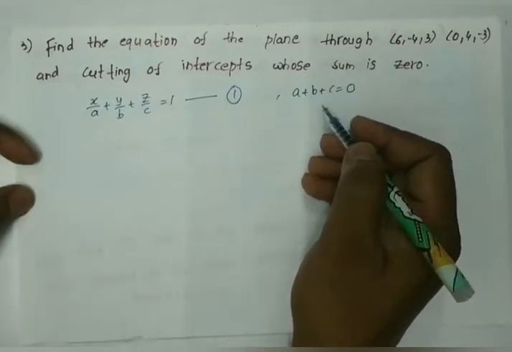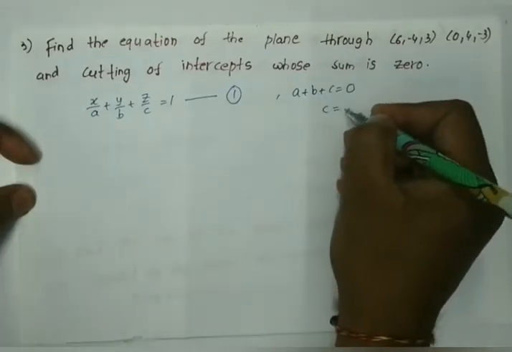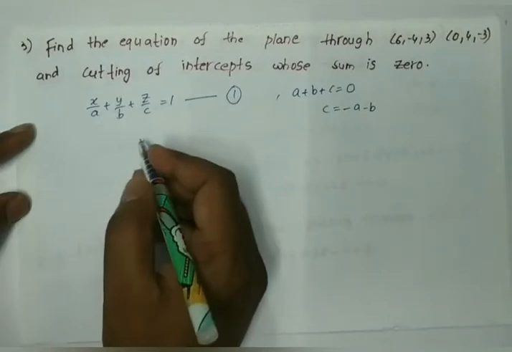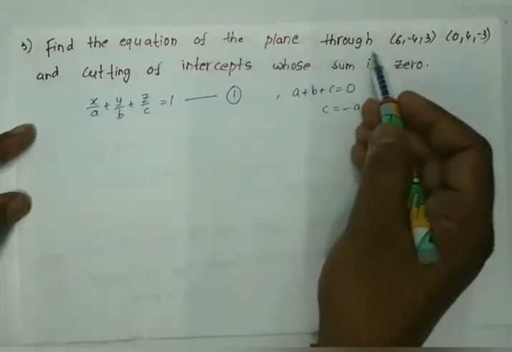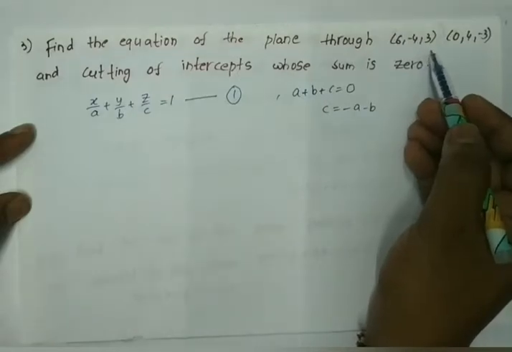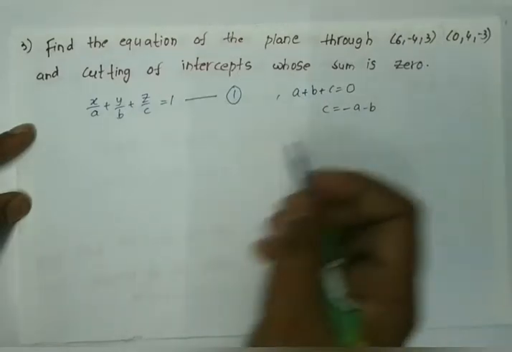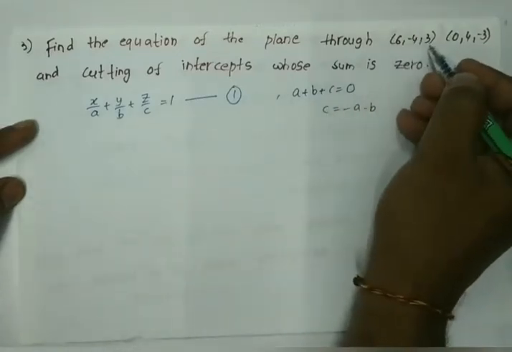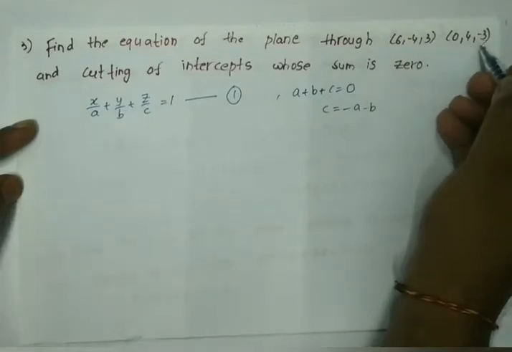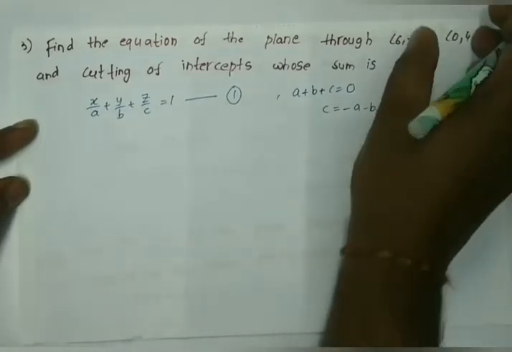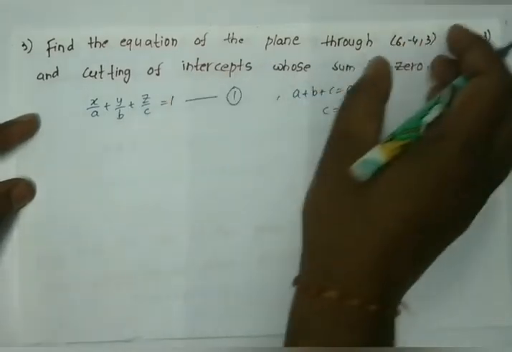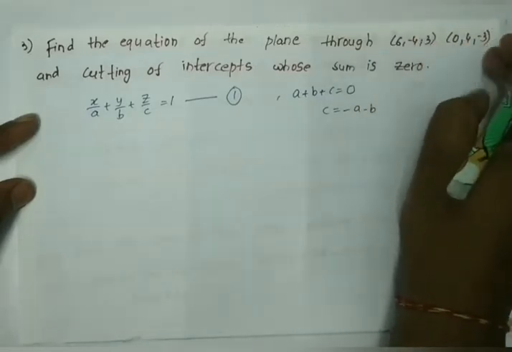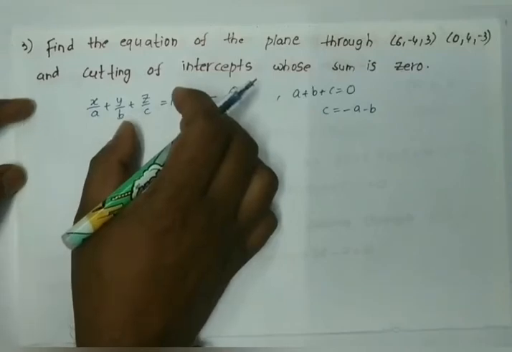Now let us write c is equal to minus a minus b. But here the given plane is passing through the points 6, minus 4, 3 and 0, 4, minus 3. That means these points must satisfy this equation.